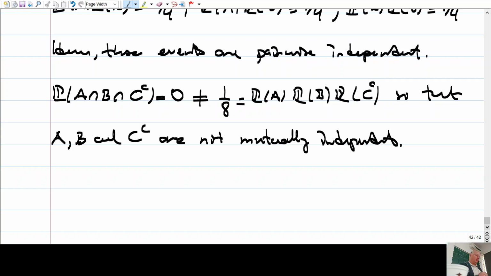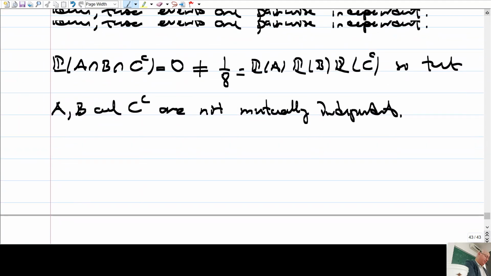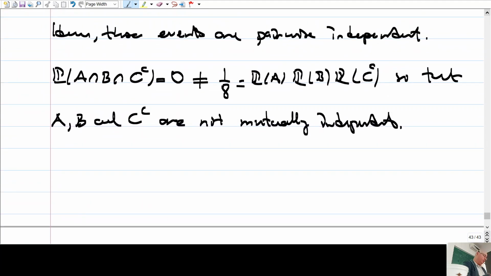Right, this is something interesting, right? I mean, frankly, I would think at first that if they are pairwise independent, then they would be mutually independent, but it is not. So it is interesting.